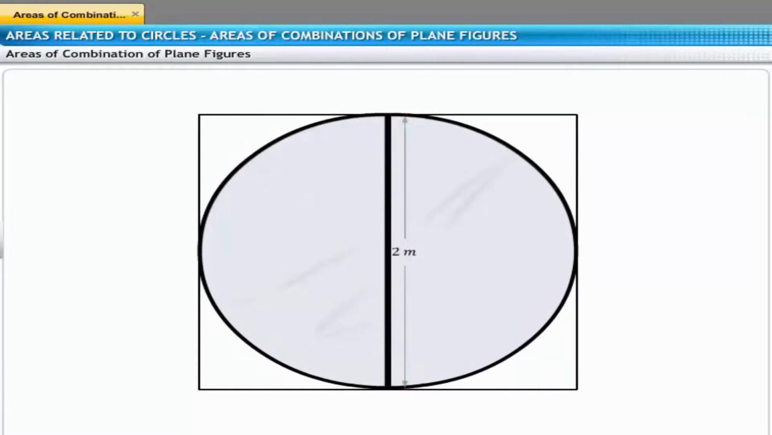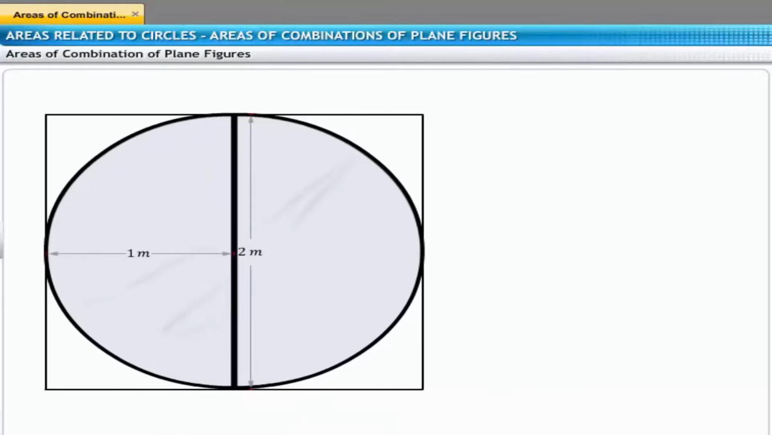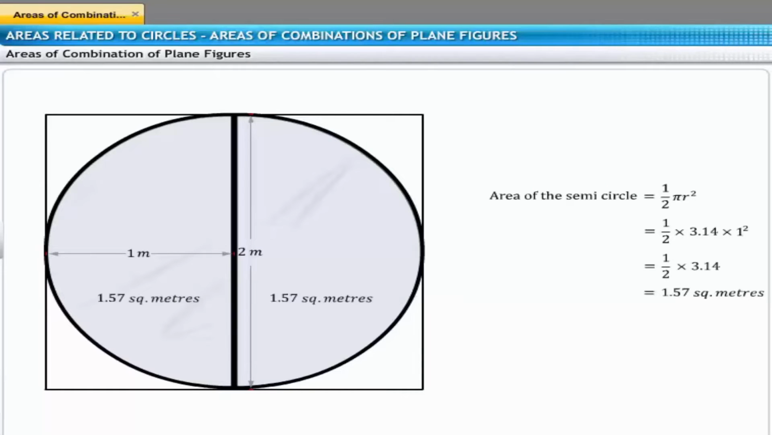The diameter of the semicircle is the height of the door, which is equal to 2 meters. This implies that the radius is 1 meter. Recall that the area of the semicircle is half pi r square. Therefore, the area is equal to 1.57 square meters. Therefore, the area of the glass required to make the door is 2 times 1.57 square meters, that is 3.14 square meters.